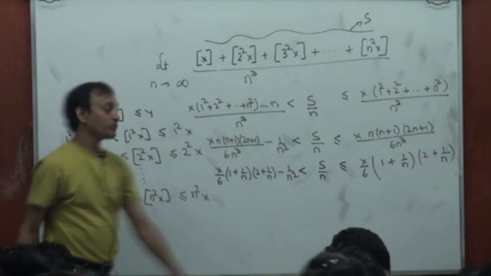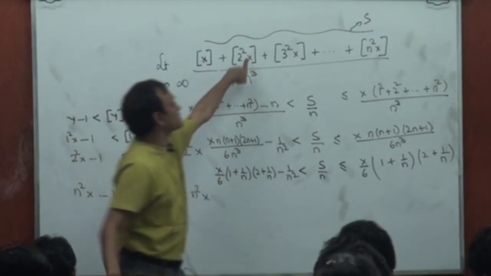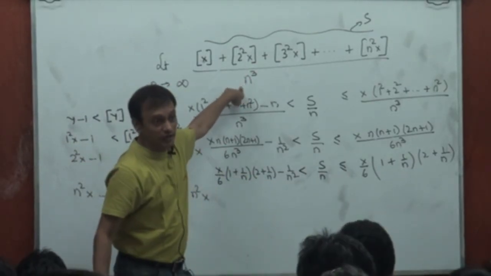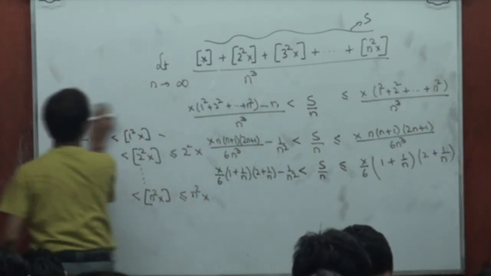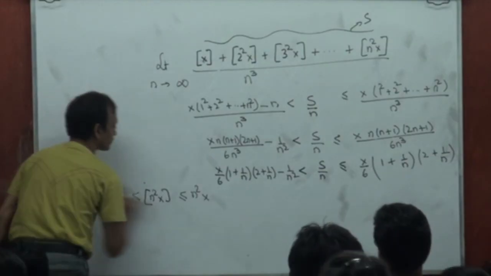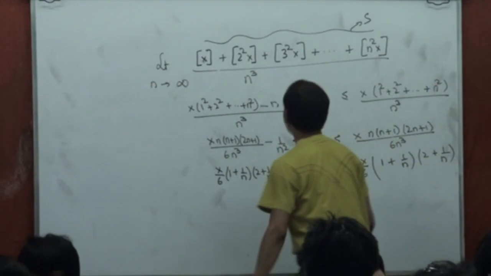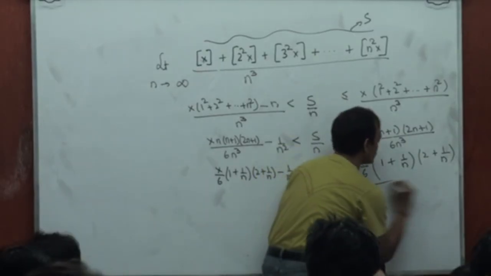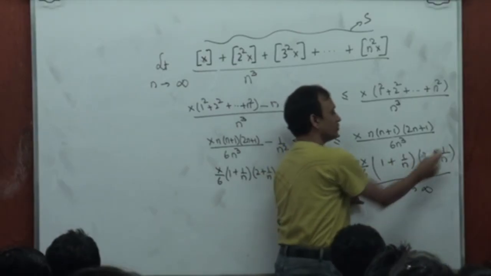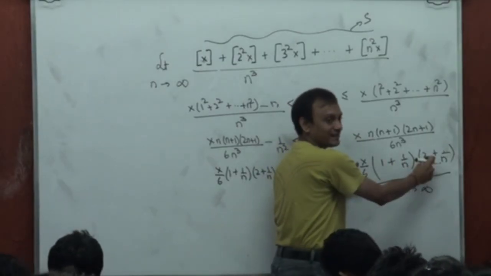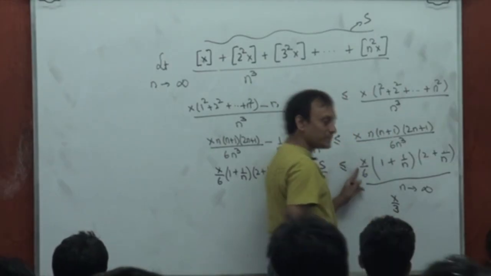Right? Now what are we seeking? We are seeking the limit of S by n cubed as n tends to infinity. As n tends to infinity, what does this tend to? 0, 0. So x by 3. This tends to x by 3. The upper bound function tends to x by 3.